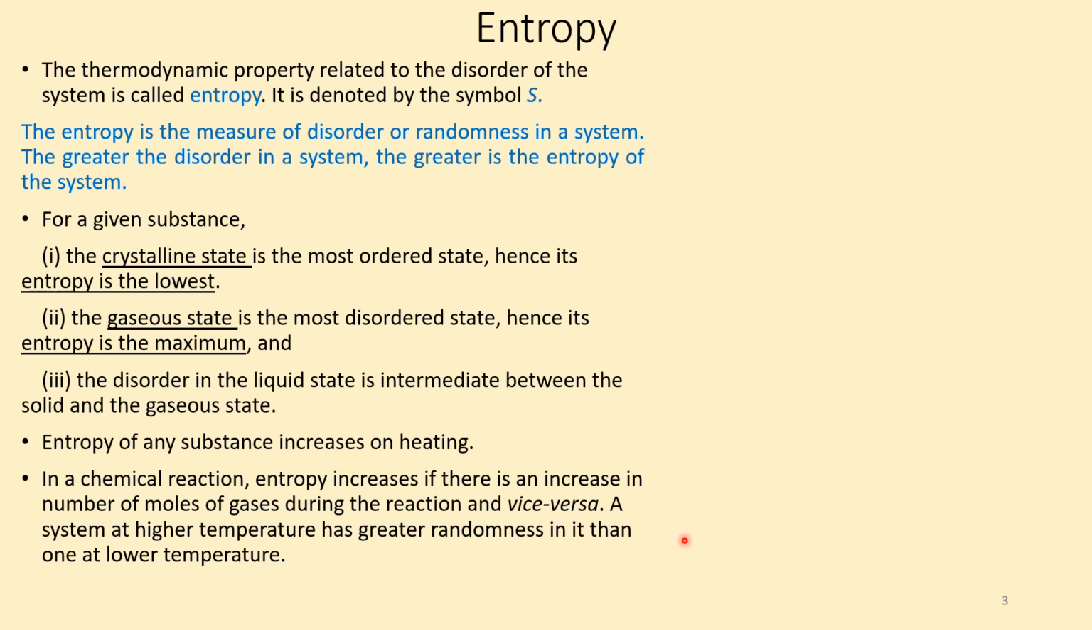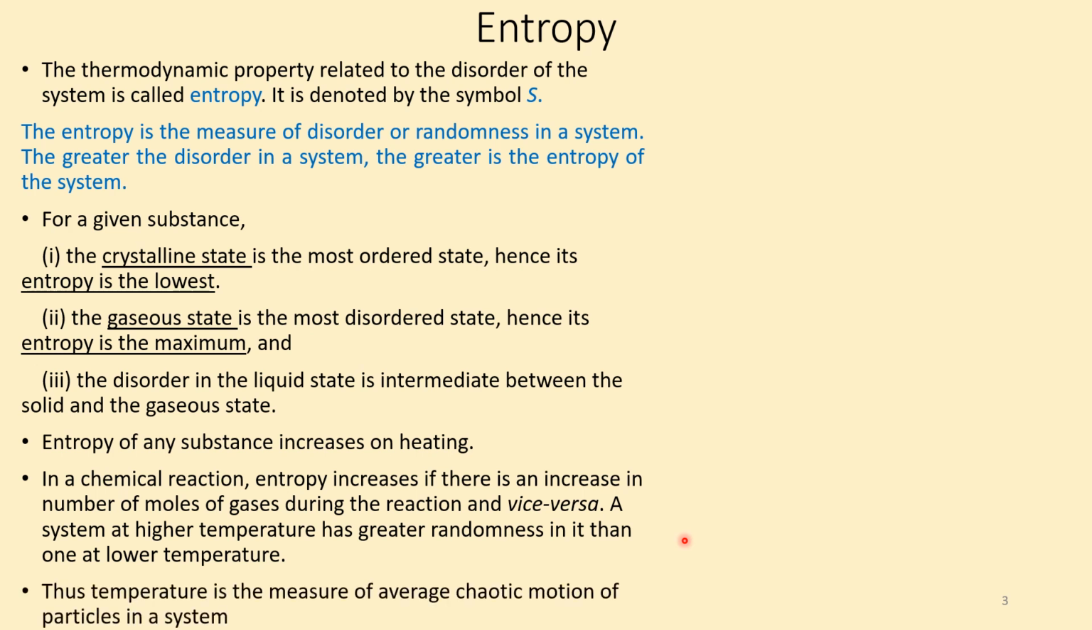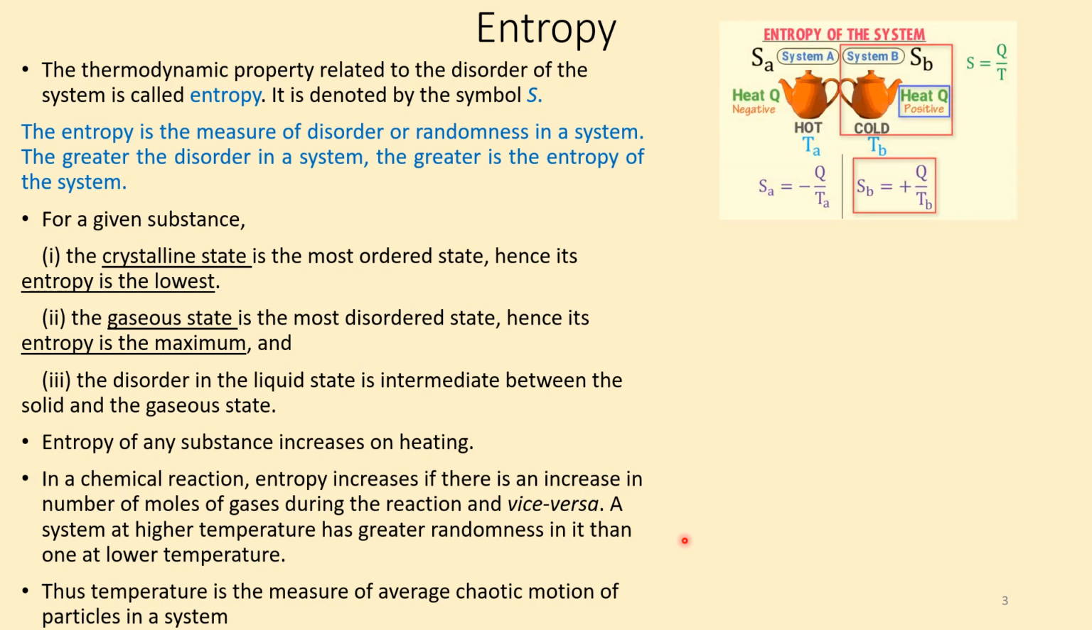A system at higher temperature has greater randomness in it than one at lower temperature. Thus, temperature is a measure of average chaotic motion of particles in a system. Consider the examples shown on the screen to explain the entropy of a system.